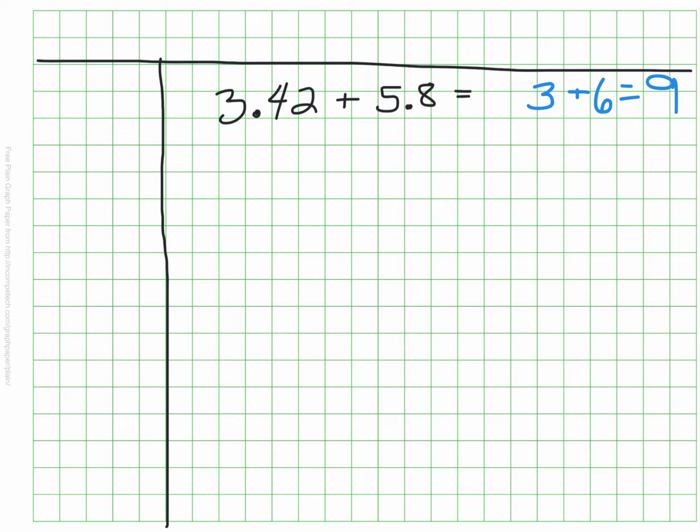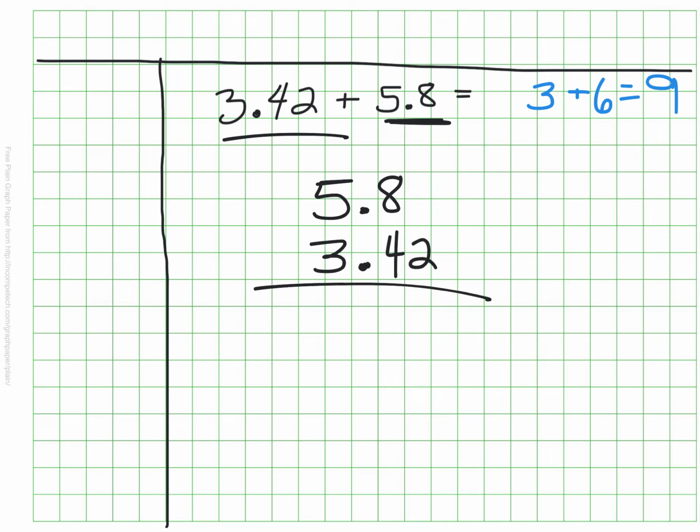I'm going to set this up by lining it up vertically, just like I would do with normal addition. And I actually tend to put the larger value on top. In this case, the 5 and 8 tenths is larger than the 3 and 42 hundredths. It's a good habit to get into because you'll need to do it when you're doing subtraction. So I have my 5 and 8 tenths, and I'm going to make sure my decimals are lined up, right, so that I have my place values lined up. So below my 5, I'll put the 3, those are my whole numbers, and then I'm going to put my 4 tenths and 2 hundredths, my 42 hundredths.